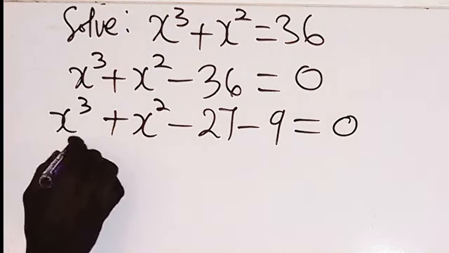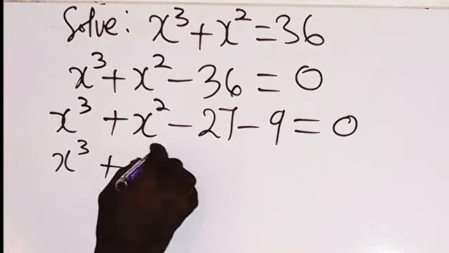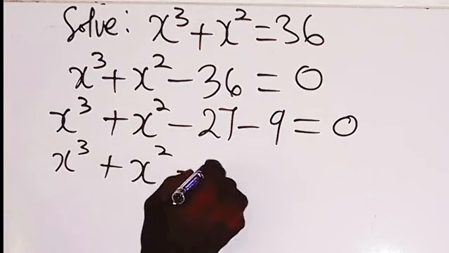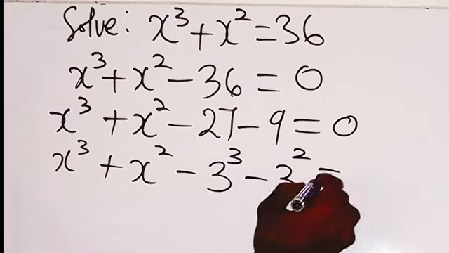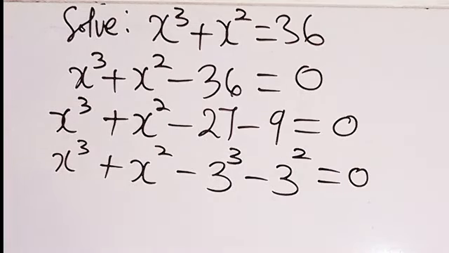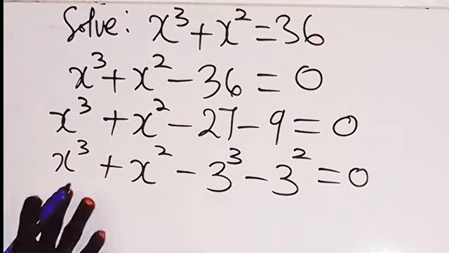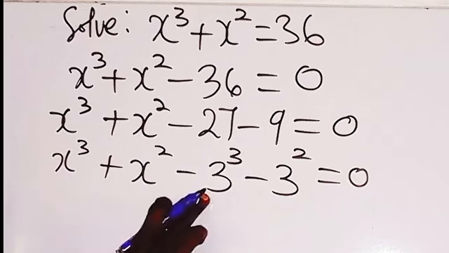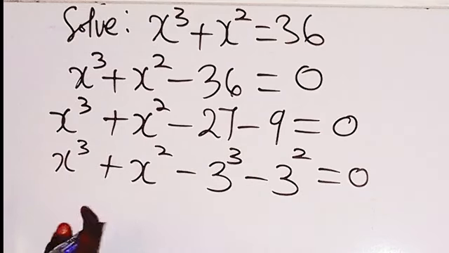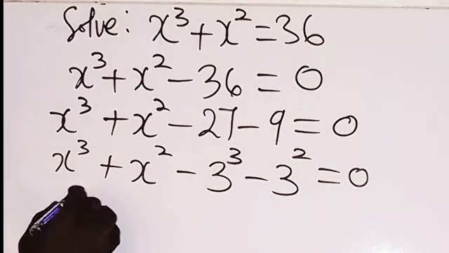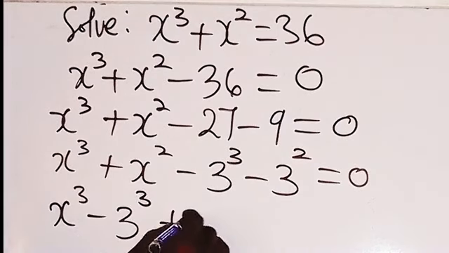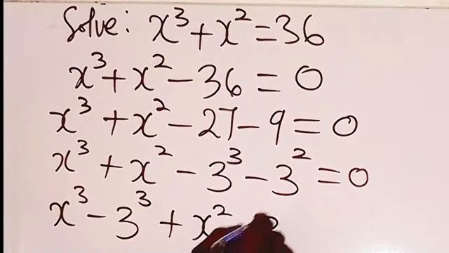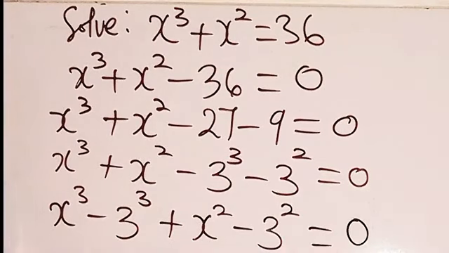So x to the power of 3 plus x to the power of 2, I'm going to rewrite as 3 to the power of 3 minus 3 to the power of 2 equals 0. From there, I'm going to take the bases with the same powers and group them. So I have x to the power of 3 minus 3 to the power of 3, plus x squared minus 3 to the power of 2, equals 0. Are you following?